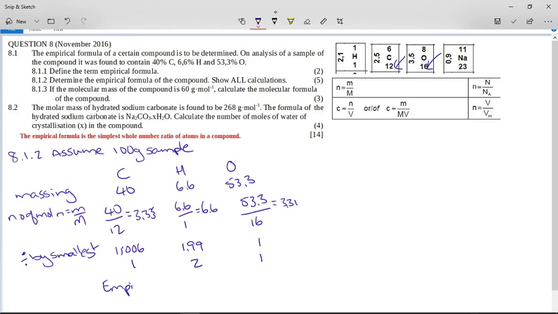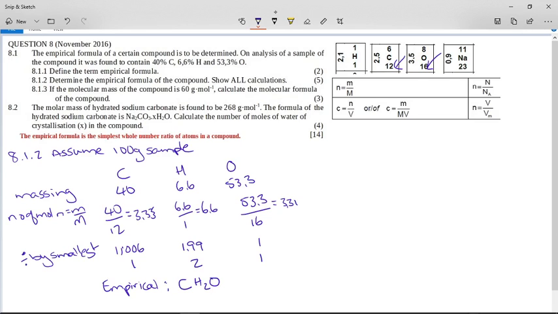Okay, so we've found the simplest ratio, but we have not shown the empirical formula, so we have to show the empirical formula. We know we've got one carbon atom, we don't write the 1, two hydrogen atoms, and one oxygen atom. So that will be my empirical formula, CH2O.